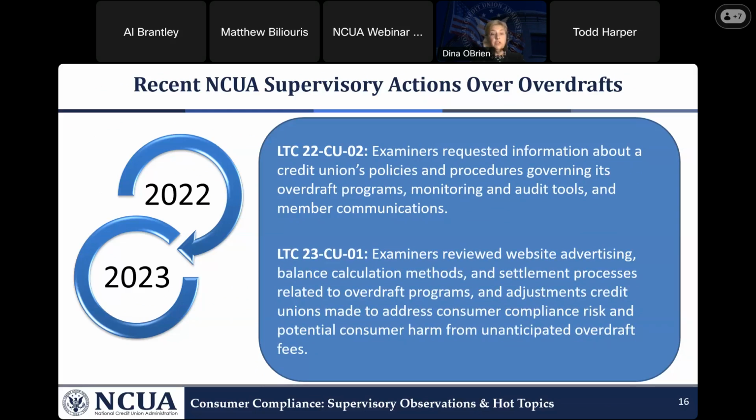As a result, for our 2023 supervisory priorities, we are reviewing overdraft programs at credit unions with assets over $500 million to include a review of their website advertising, balance calculation methods, and settlement processes. We are also evaluating any adjustments credit unions have made to their overdraft programs to address consumer compliance risk and potential consumer harm from the unanticipated overdraft fees.